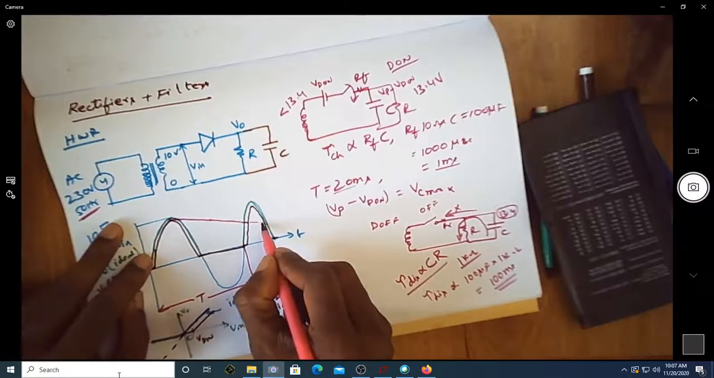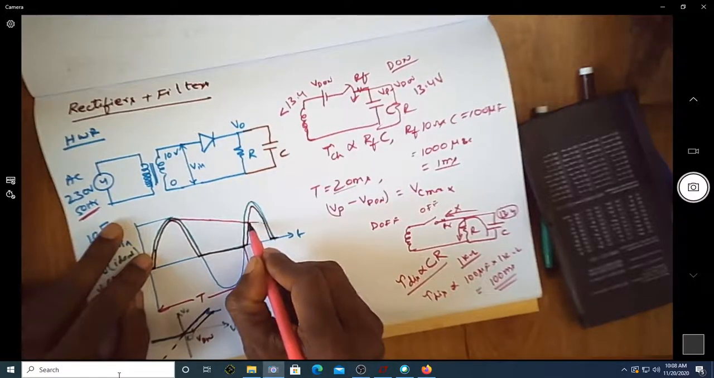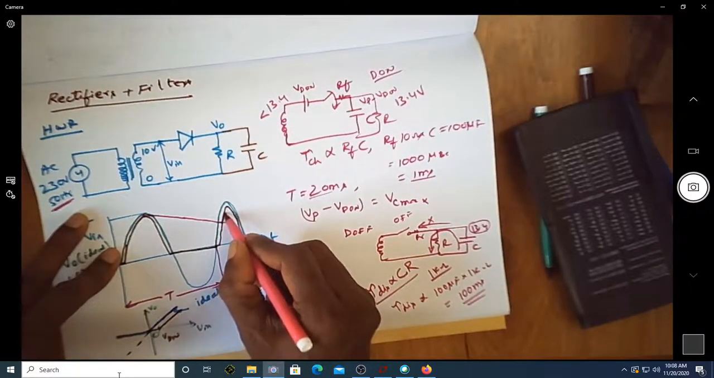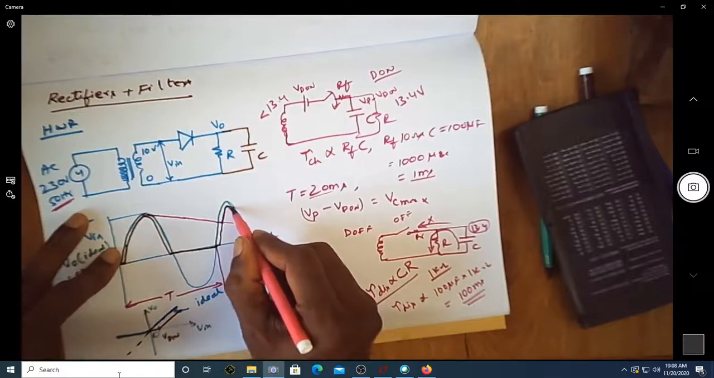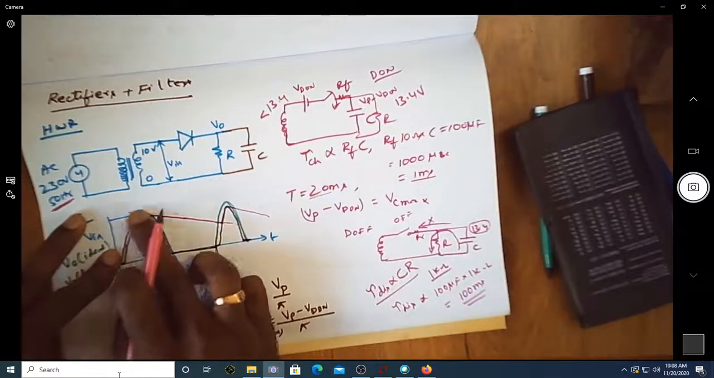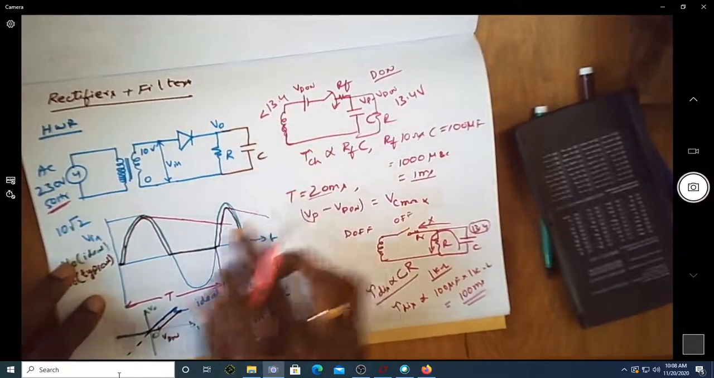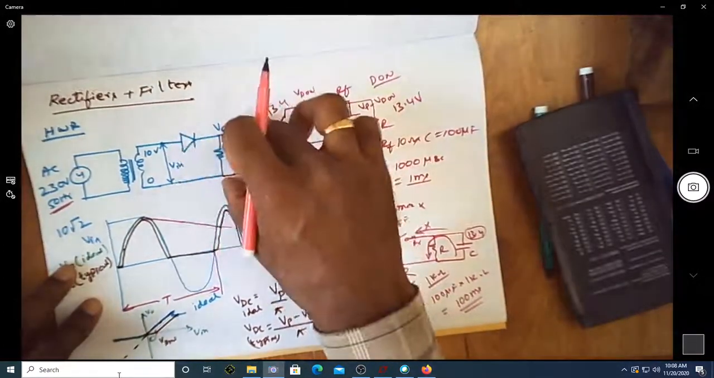It can't go down here because at this point of time the input voltage is there. This will make this go high again. It again goes like this, goes to peak and then comes down. This is the type of waveform you're going to get once you connect a capacitor to this rectifier circuit.